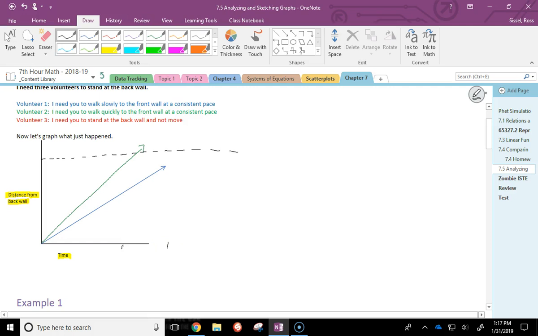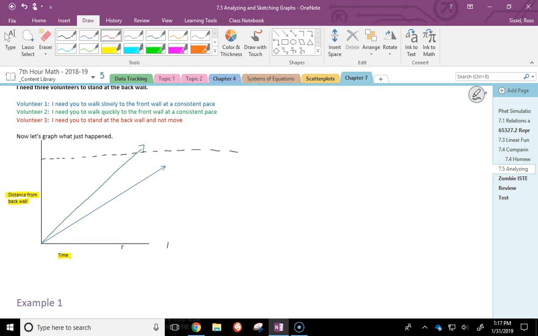The last one we're going to do is Jamari. Jamari, when I say go, you're going to stand at the back wall and not move. Go. Oh my god, this is wonderful. And he's doing a good job so far.